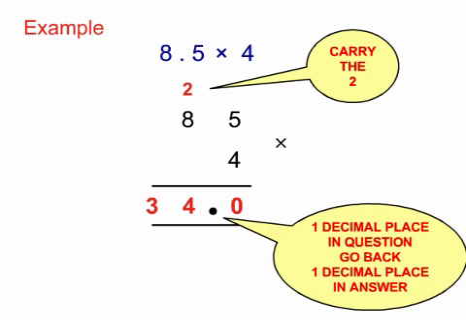So what we do is we move back from the right hand side one decimal place also. So the decimal point is now between the 4 and the 0. So our answer is 34.0.